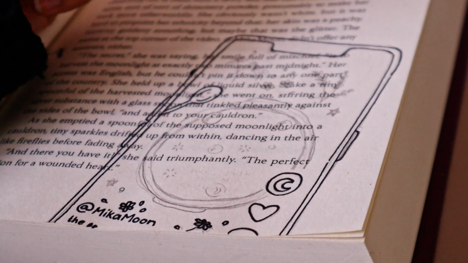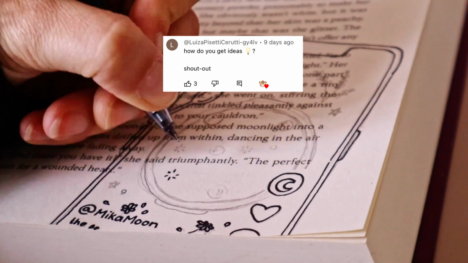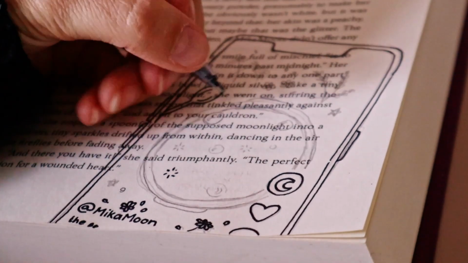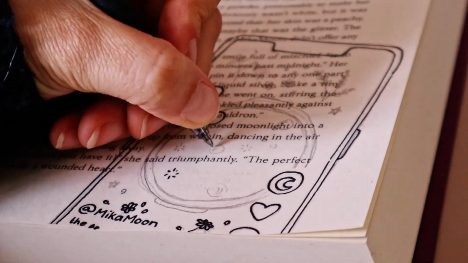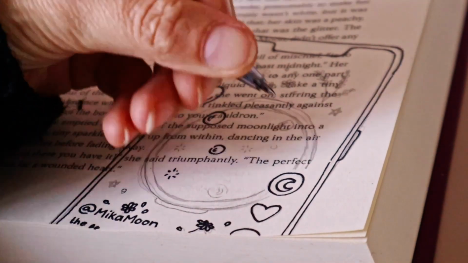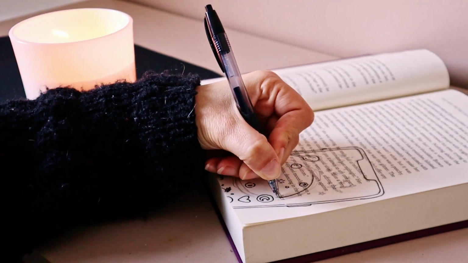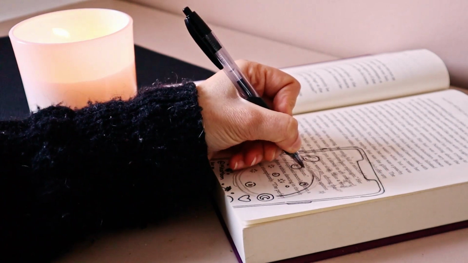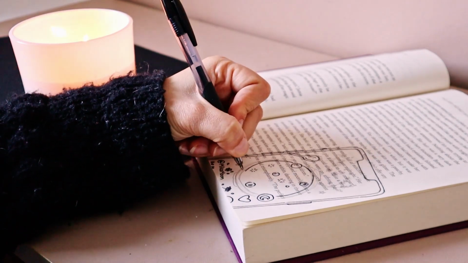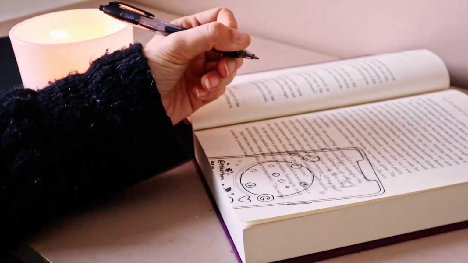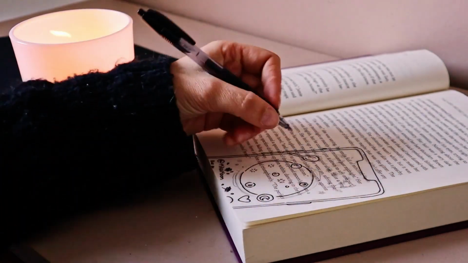Okay, the next question is really related to that one. So it's, how do you get ideas? Shout out. Well, shout out to you. I don't know if that's enough for you. So I get my ideas simply by reading. I started by forcing myself to imagine drawings when I was reading, but now it really comes naturally. So I don't really know how to answer that question theoretically enough. But basically the books give me the ideas.